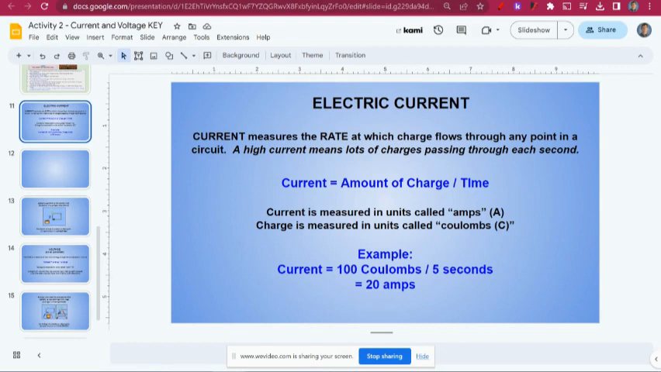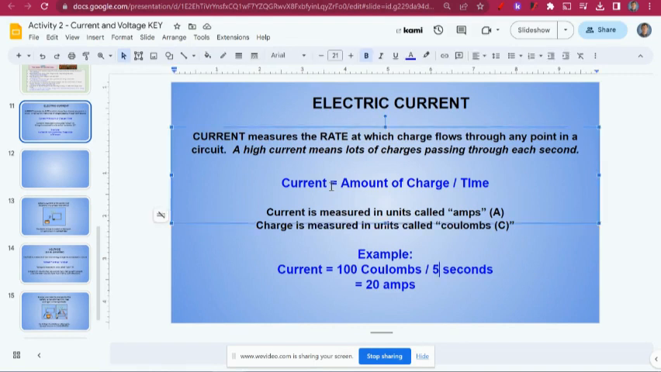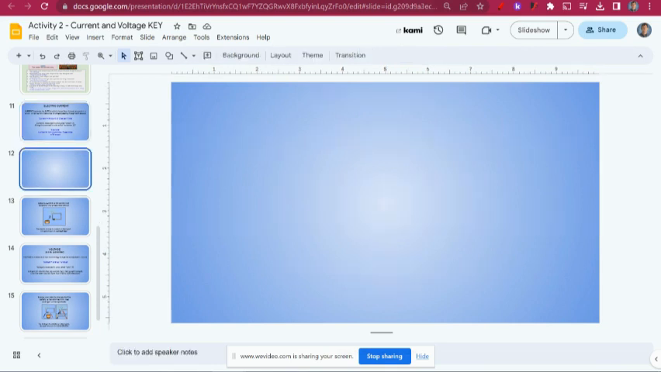So down at the bottom, there's an example of how you could use this. I know that you did this already on slide 2, but you could say that current is equal to 100 coulombs divided by 5 seconds. And so 100 divided by 5 is 20 amps. Okay, so that's an important thing. You should know that definition.